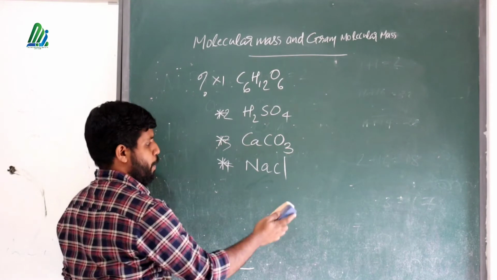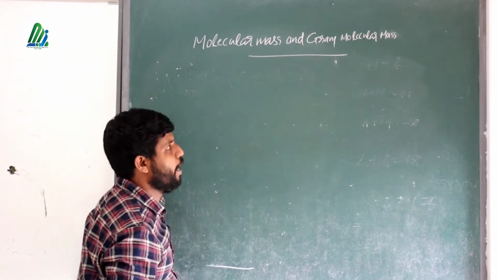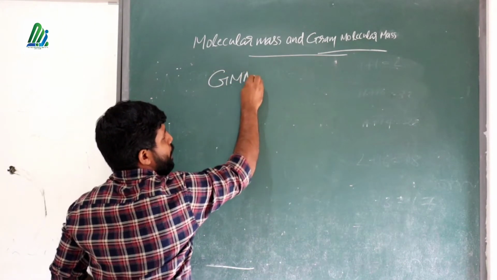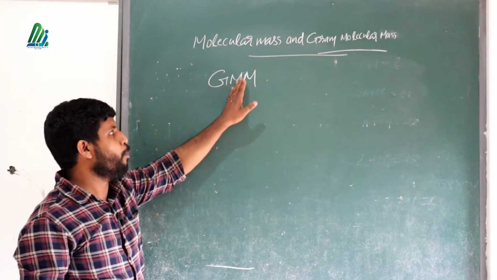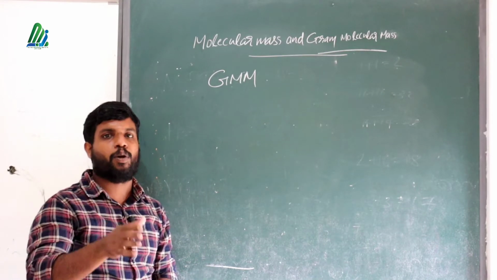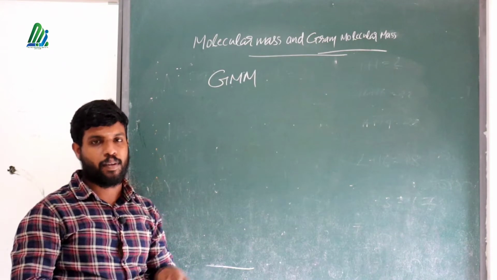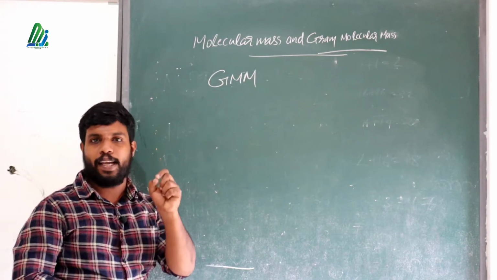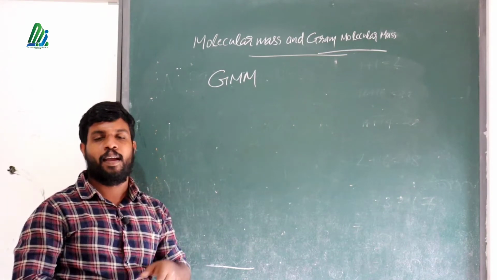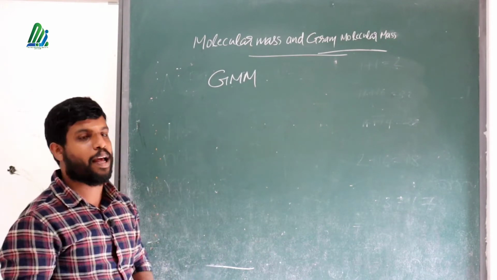In the next section we are going to discuss gram molecular mass. Gram molecular mass is represented as GMM. The amount of a substance in grams that is numerically equal to the molecular mass of that substance is known as gram molecular mass.